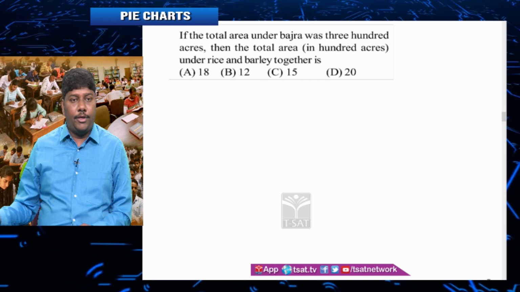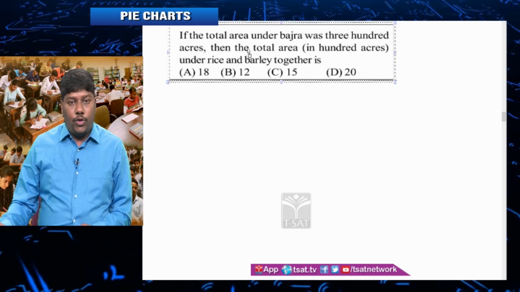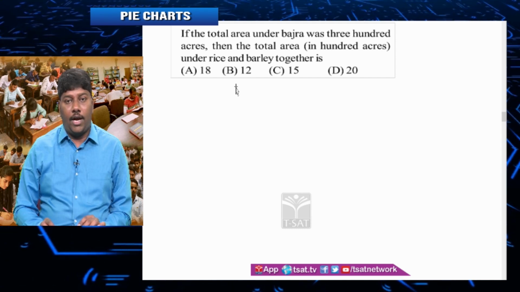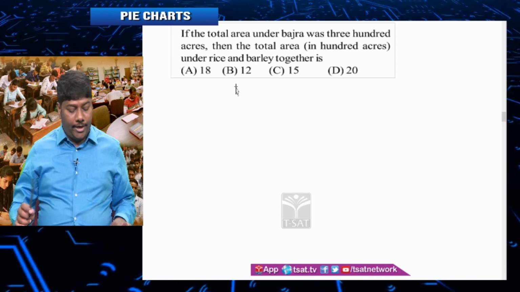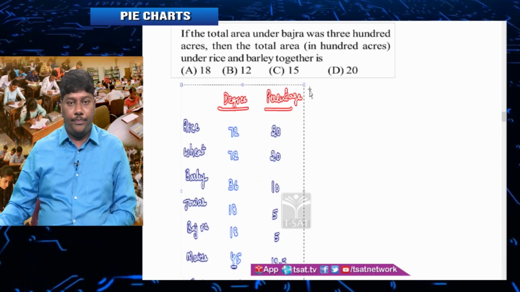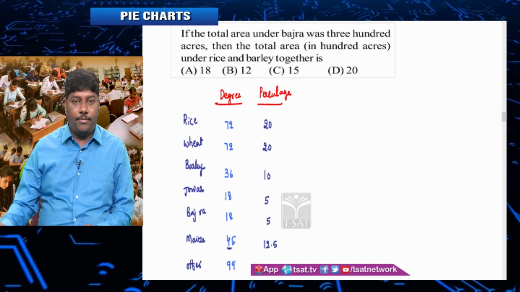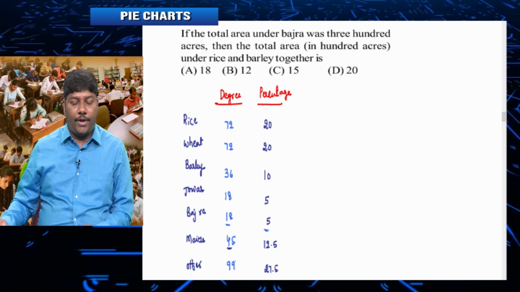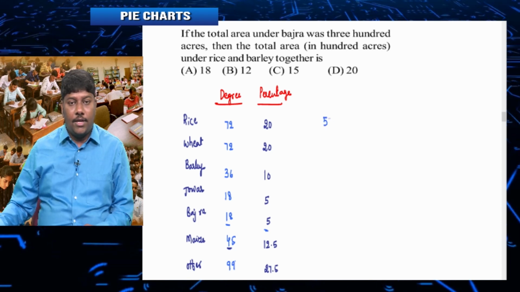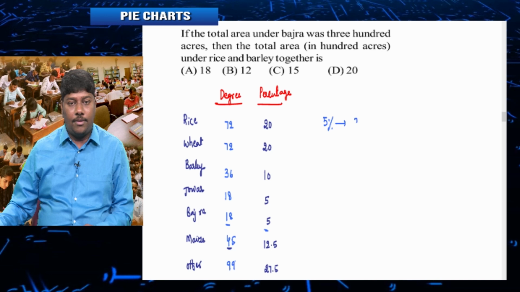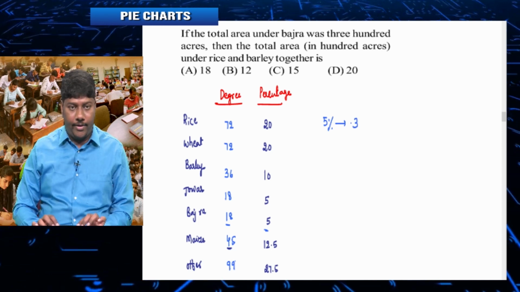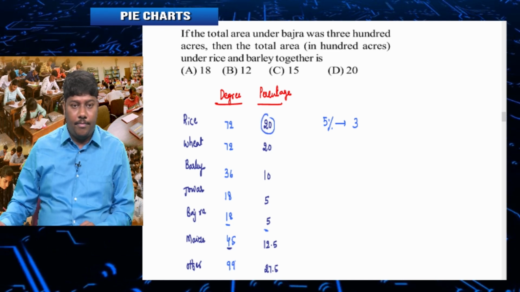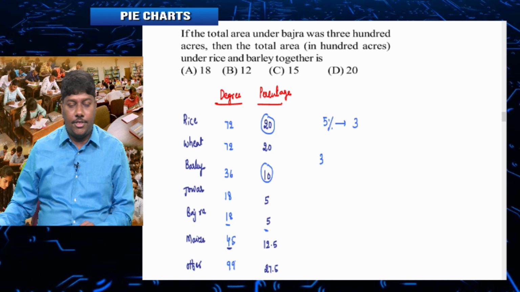Now, look at the question here. If the total area under the bajra was 300 acres, then the total area under the rice and barley together. Let me have the data here with me. So, he says under bajra was 300. Let it be in terms of 100, so only write 3. Under bajra it was actually 18 degrees, or else you can say 5%. In terms of percent, 5% is only 300. In terms of 100, therefore only take 3, don't take 100. Then the total area under rice and barley. So, rice was how much? 20%. Barley was 10%. Therefore, 30% is how much?